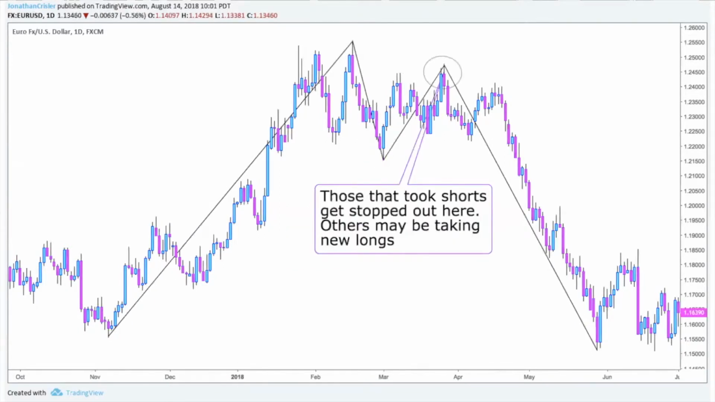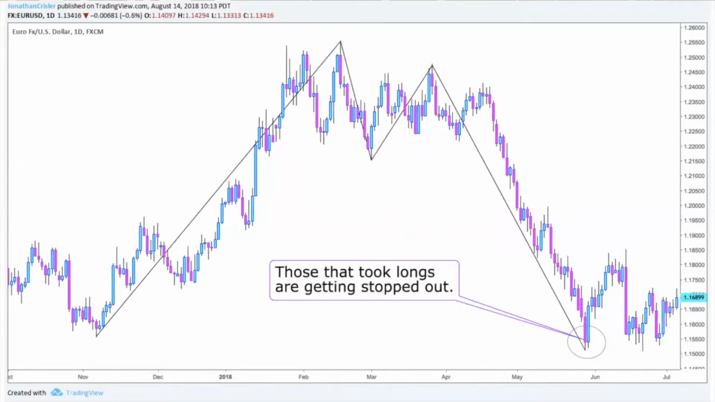Those that took shorts get stopped out here. Others may be taking new longs. So what happened there was the people that just took those sells at the bottom of that M, the little middle part, just got closed out. They just lost money. And now price is going back up, enticing people to put in more buy positions or more long positions. But then everyone that took those long positions gets stopped out when price shoots back down to the bottom of the M.